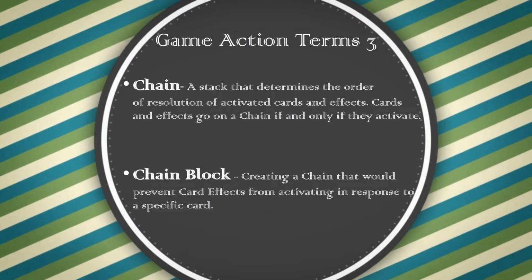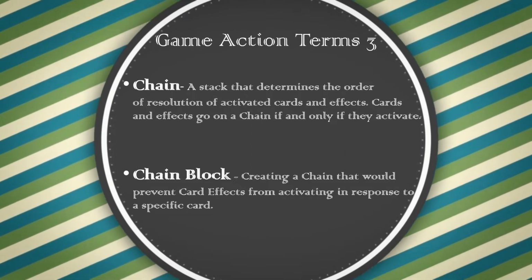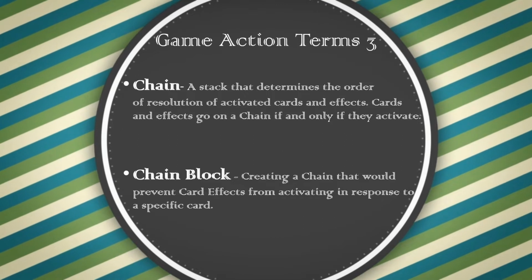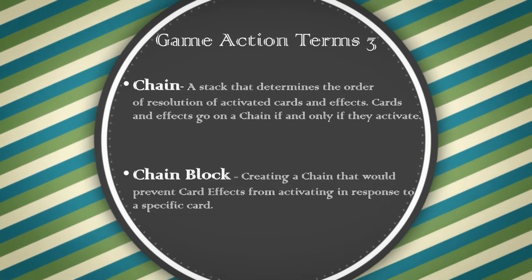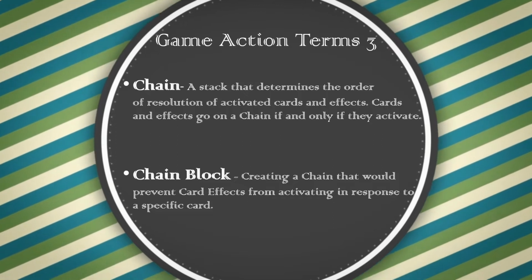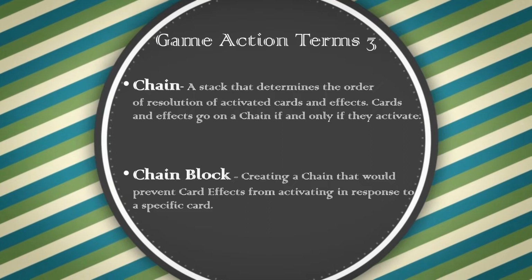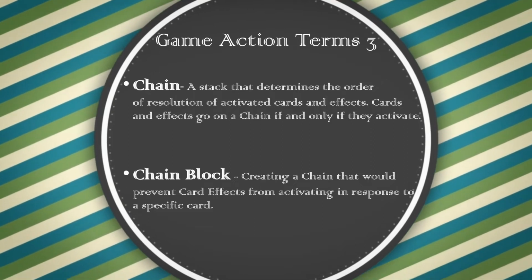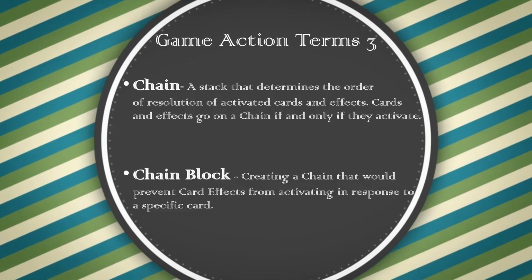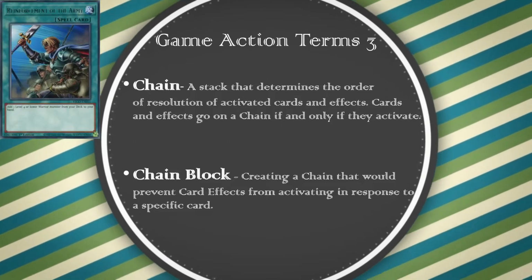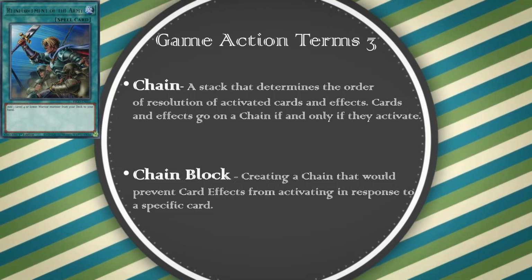Chain. A stack that determines the order of resolution of activated cards and effects. Cards and effects go on a chain if and only if they activate. In order to start a chain, a card must be activated. To continue the chain, the card continuing that chain must have an equal or greater spell speed than the previous card. An example of a chain would be your opponent activating Reinforcement of the Army, a Spell Speed 1 Normal Spell that allows the player to search for a Warrior monster and add it from Deck to hand.